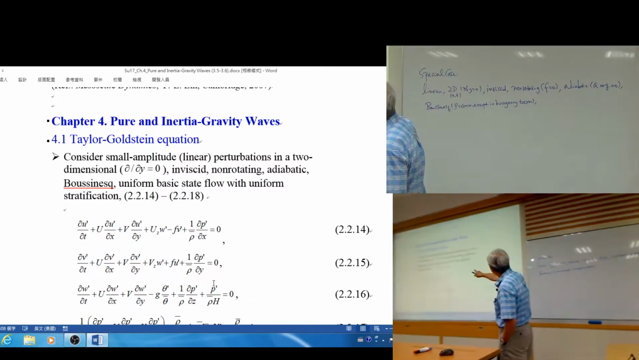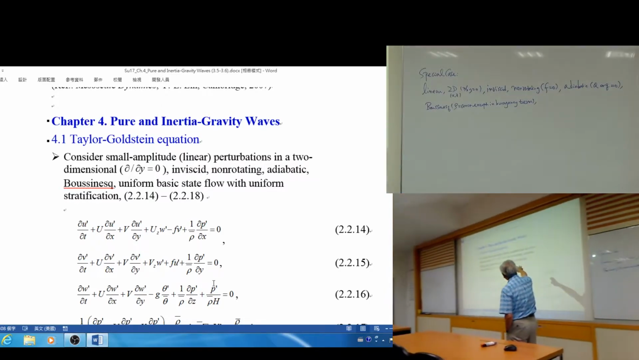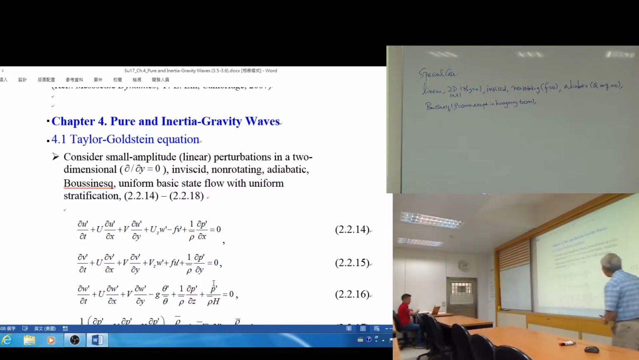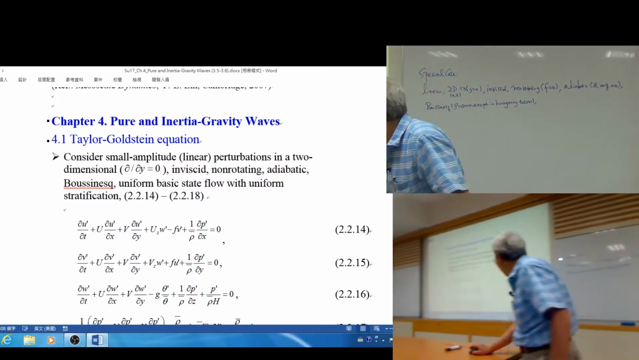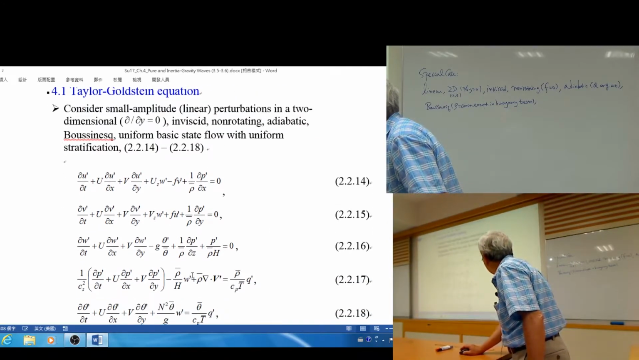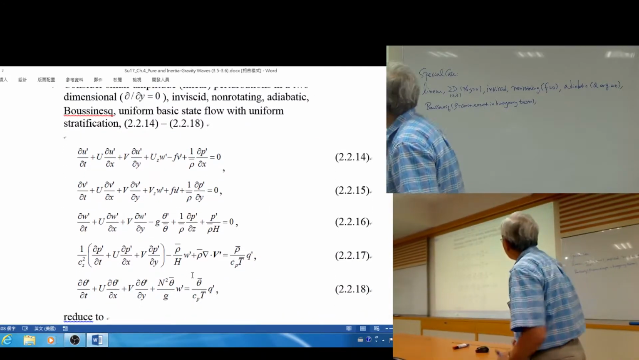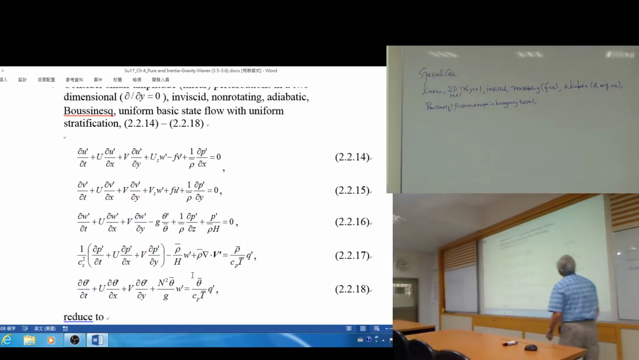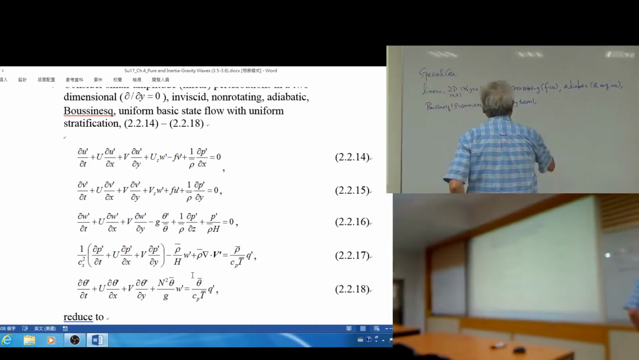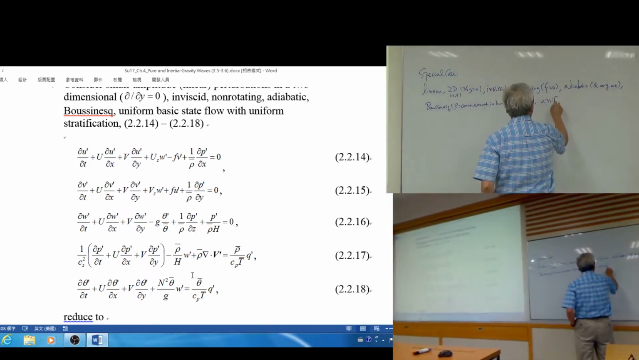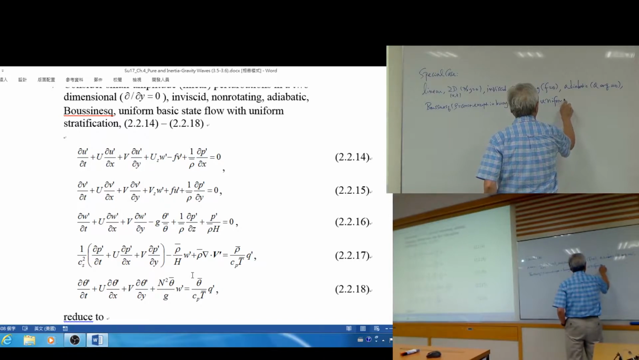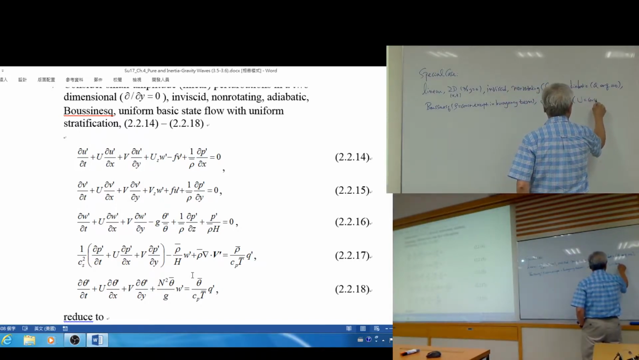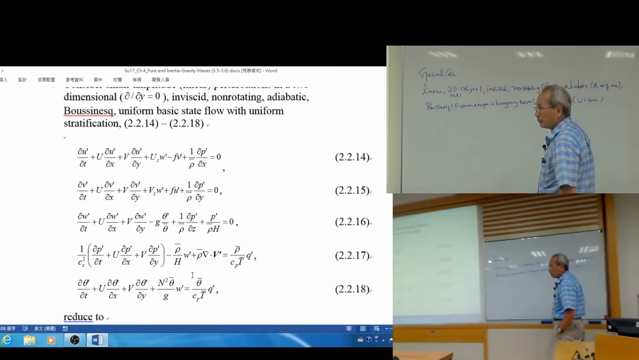So then we have this set of equations, and these set of equations will reduce to uniform basic flow. So U is equal to a constant. It's constant.